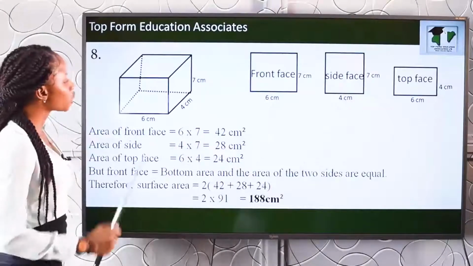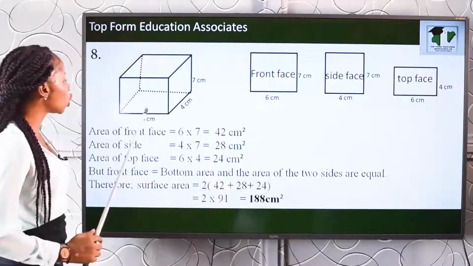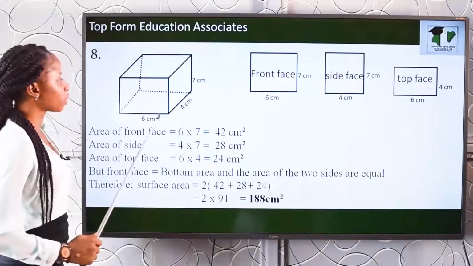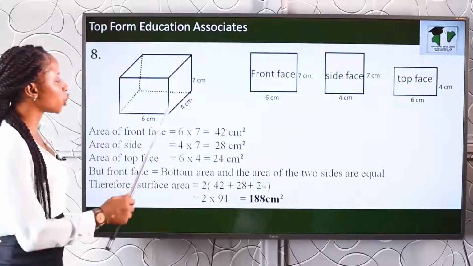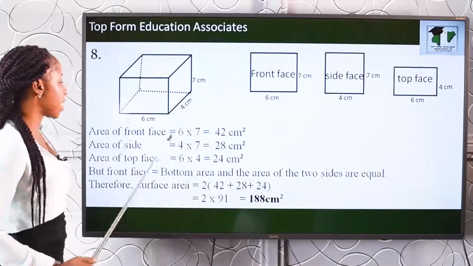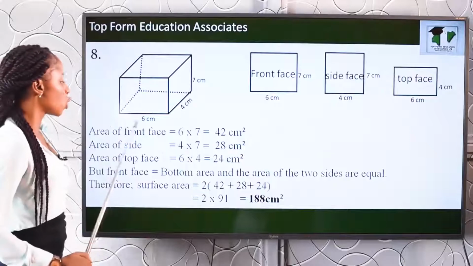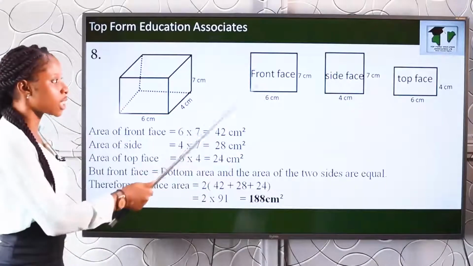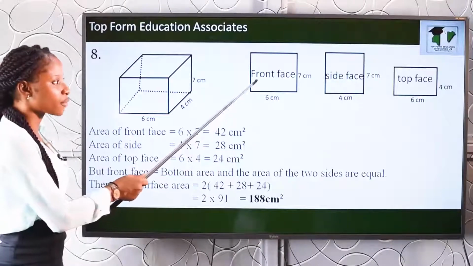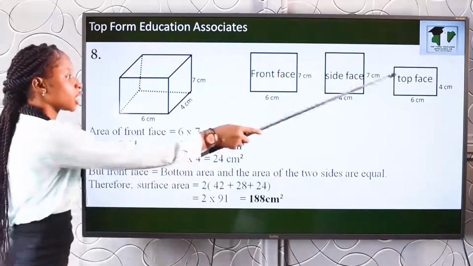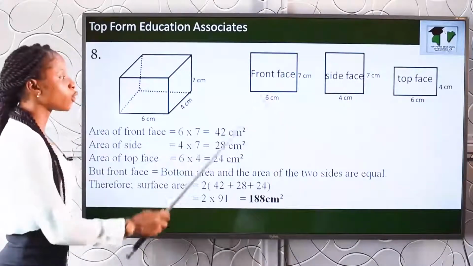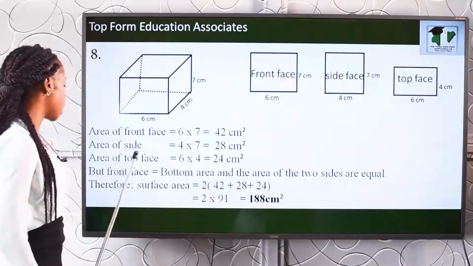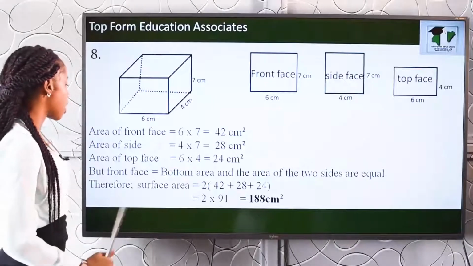Now, the last question. We're asked to look for the surface area of this cube. We're given a cube here, and we're asked to look for the surface area. The first thing to do is to look for the individual areas of the faces. I've extracted it out here. We have the front face, the side face, and the top face. So we first look for the area of these faces, add them together, then we can start looking for the surface area.